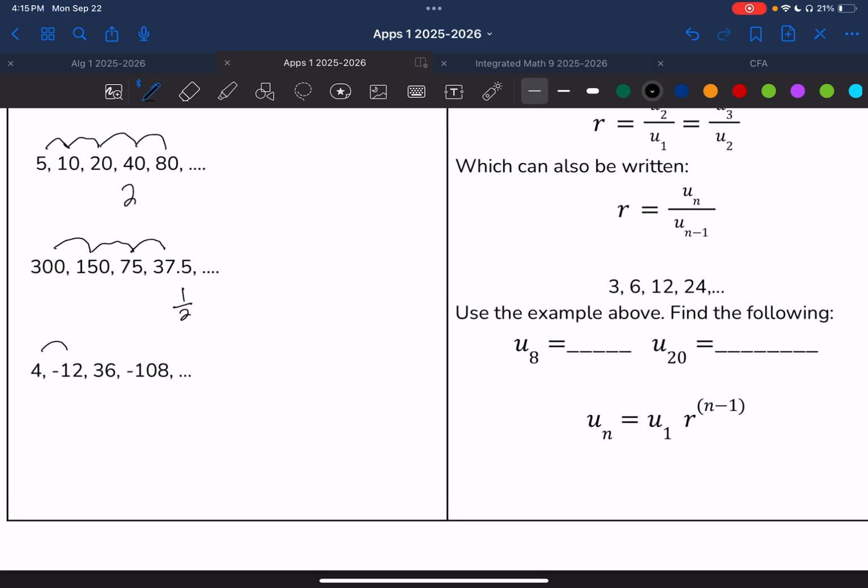Over here, we go 4, -12, to 36. So we multiply by -3, multiply by -3, multiply by -3. Notice how we oscillate between positive and negative because each time we're multiplying by a negative.